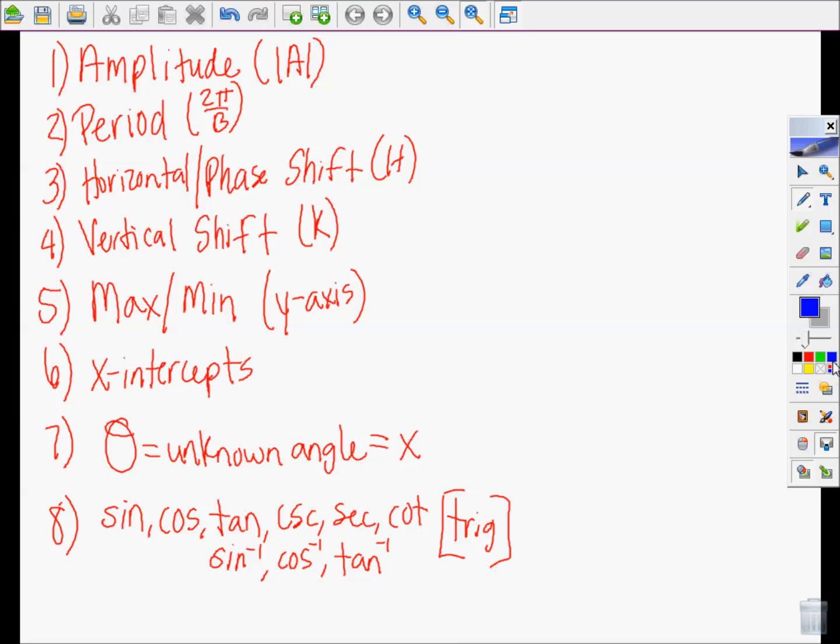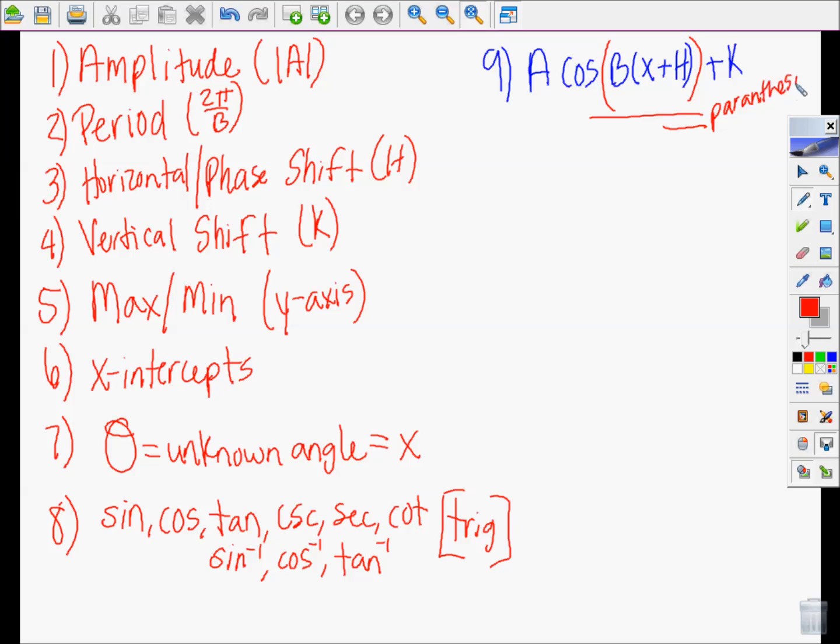Okay, next, you need to make sure you understand when graphing that you have to put double parentheses. Remember we talked about that? You have to put double parentheses and then put your B, parentheses, your X plus your H, plus your K. Okay, so be conscious of your parentheses. If you do not put the parentheses, your graph will come out wrong. Don't say I didn't warn you.